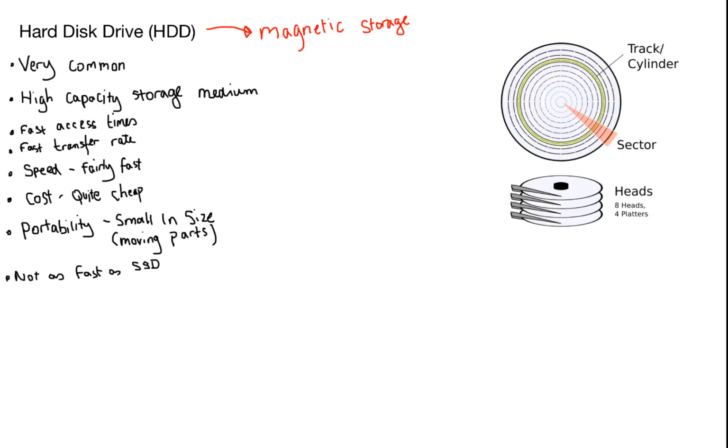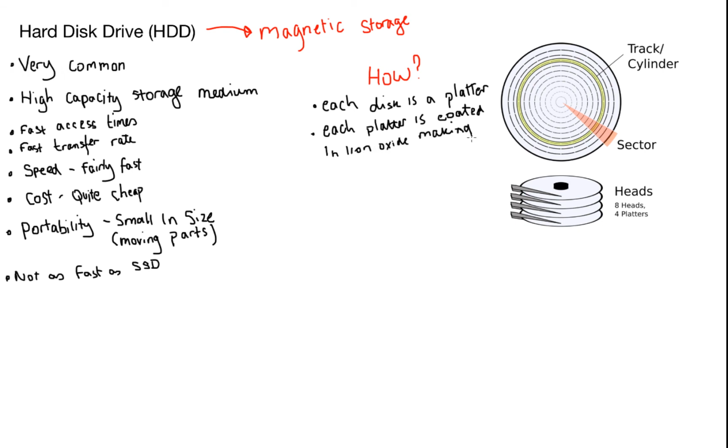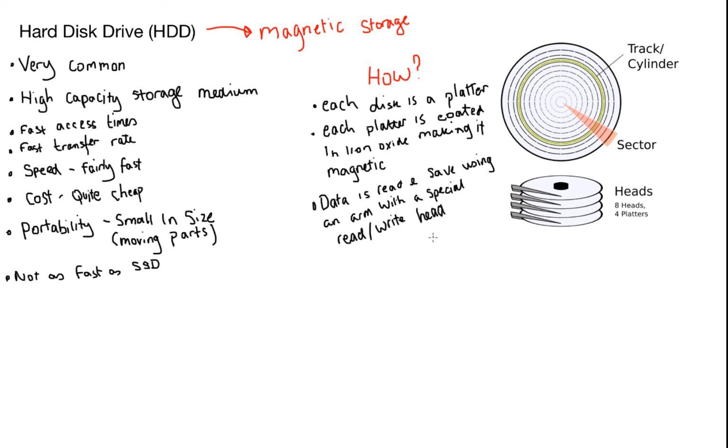Now I'm going to take you through how a hard disk actually stores data. So each disk is a platter, and each platter is coated in iron oxide, which makes each platter magnetic. It's important it's magnetic because that's how we actually write our binary data to it. So there's a special read-write head which will move across the disk and change the polarity of the magnetic surface to either a 1 or a 0. The read-write head, as it moves across the disk, can also read the data as well.